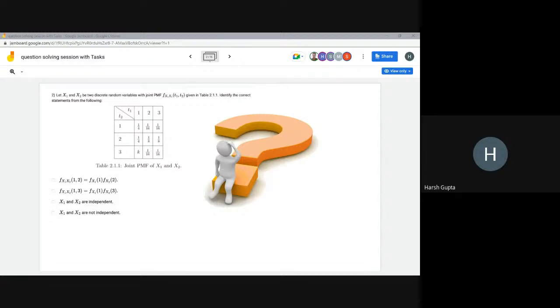Can you tell me till now how to calculate the marginal? This is from week one. How do you calculate f_X1 of one, f_X1 of two, and so on? By adding all the columns, row-wise and column-wise. Yes, Aditya. So first of all, there is one unknown here, which is k, and we need to know the value of k. We sum everything, which must equal 1. So k equals 0. You find this value: k equals 0.